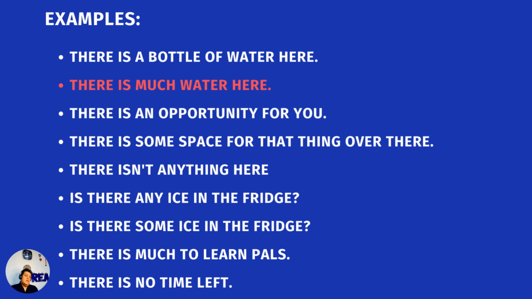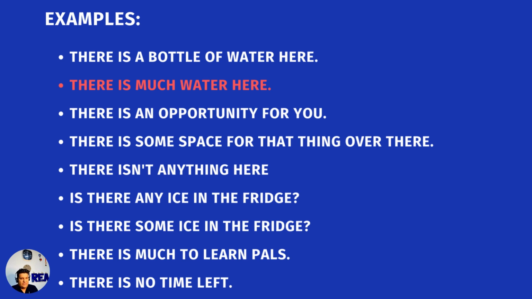Got it? Is there any ice in the fridge? Is there some ice in the fridge? What's the difference here? When you say is there any ice in the fridge, imagine I go to your house and I don't know if you have ice cubes because I don't live there. So I say, is there any ice in the fridge? It will be in the freezer, right?